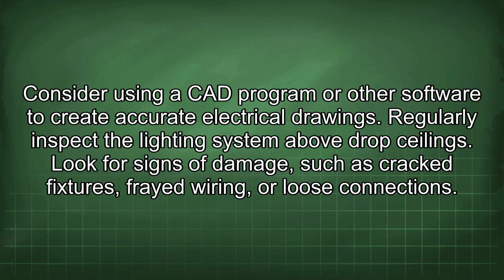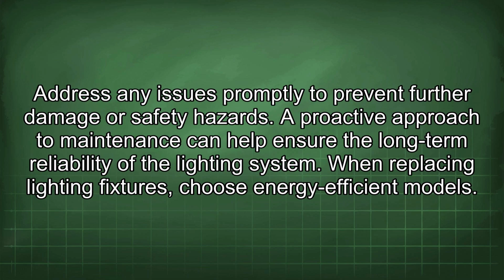Look for signs of damage, such as cracked fixtures, frayed wiring, or loose connections. Address any issues promptly to prevent further damage or safety hazards. A proactive approach to maintenance can help ensure the long-term reliability of the lighting system.